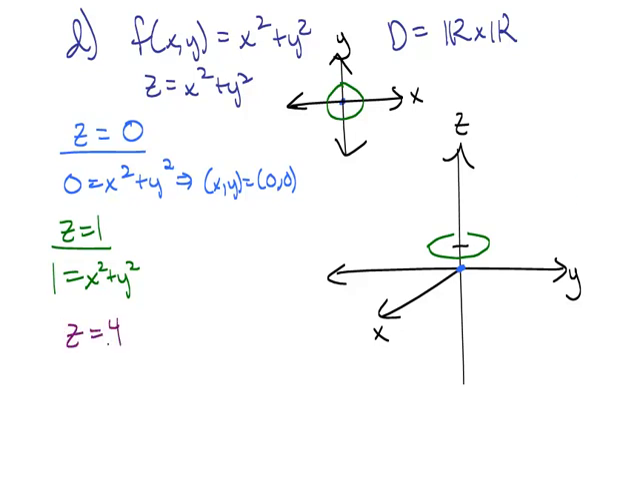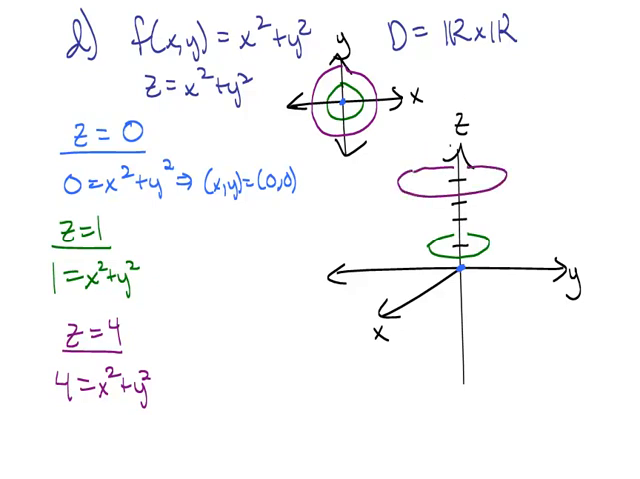How about if I let z be equal to 4? I want the output to be 4. I have 4 equals x squared plus y squared. We recognize that on the xy plane as a circle of radius 2. I'm going to put that circle of radius 2 at a height of z equals 4. And there you have it. Okay. And so, kind of connecting these points, of course, we could let z be anything in between. And here's what we get. This solid right here. This is what's called a paraboloid. More on these in a little bit.